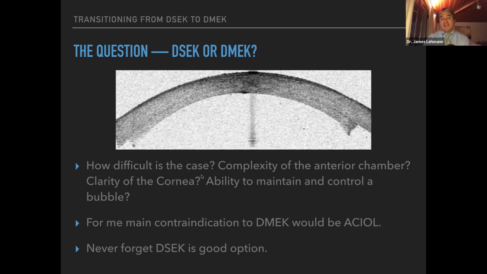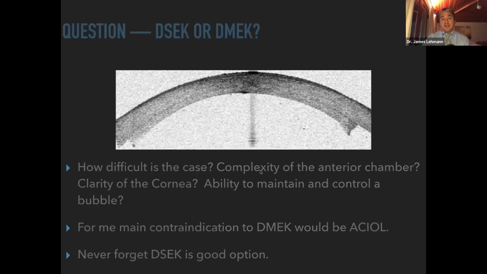How complex is the anterior chamber? How clear is the cornea? How easily may I be able to maintain and control a bubble? For me, the main contraindication to DMEK would be having an ACIOL. You'd have to either switch it out. You can do a DSEK in a case of an ACIOL. I never forget that DSEK is a good option. We'll get into this a little bit more.